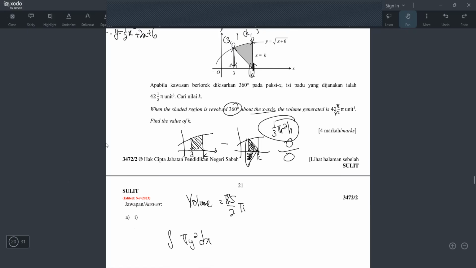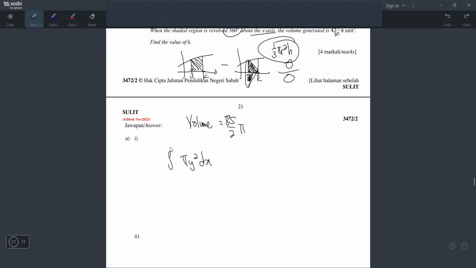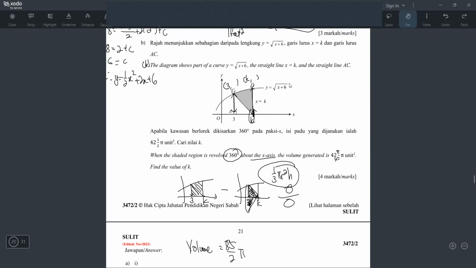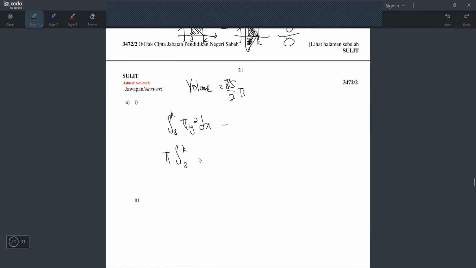This volume is integrate from where to where? K to 3, right? And k have to write on top, 3 have to write at the bottom because k is bigger. And then pi y squared dx. And later, the pi can put in front. And then the k, 3 here. And then the y squared, you have to put equation of curve, which is square root x plus 6, but have to square. Because square root x plus 6 is the y have to square dx. But this is not the answer, of course.